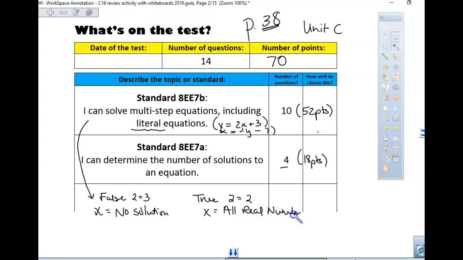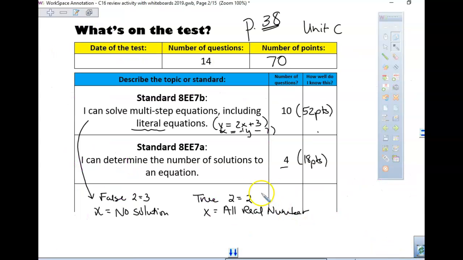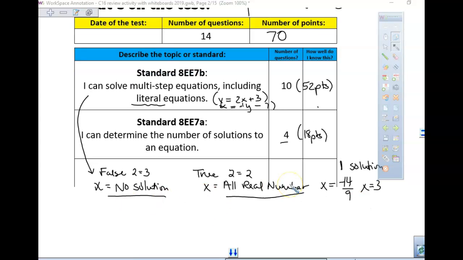But what if you have a question where, like we just got here, x equals negative 14/5? That is your answer. So you could have x equals negative 14/9, or x equals 3, or x equals 2. Okay? So there's 3 possibilities: 1 solution, all real numbers, or no solution when we look at them. So you told me that part.